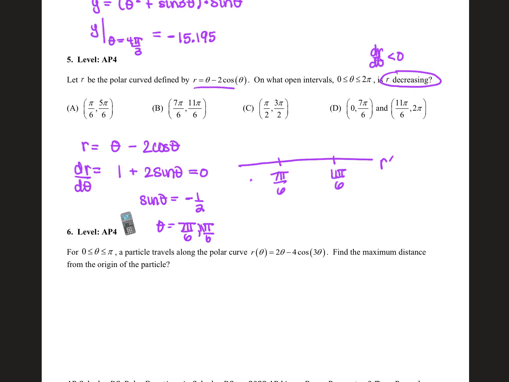So if I choose like theta equals pi halves, and I test it into my function, we're going to have pi halves minus 2 cosine of pi halves. Cosine of pi halves is 0, so this goes away. So this is positive, which means it's going to be increasing. So on the next one, it's going to be decreasing, and the last one's going to be increasing. So it's decreasing between 7 pi over 6 and 11 pi over 6 only, which is B. You could have also taken the second derivative to show where the max and min were, and then you would know between them whether it's increasing or decreasing.